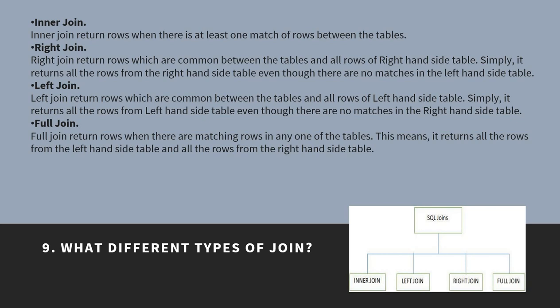Right join returns rows which are common between the tables and all rows of the right-hand side table. Left join returns rows which are common between the tables and all rows of the left-hand side table. Full join returns rows when there are matching rows in any one of the tables, which means it returns all the rows from the left-hand side table and all the rows from the right-hand side table.